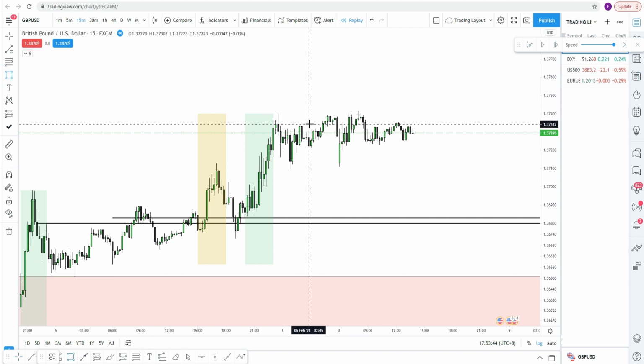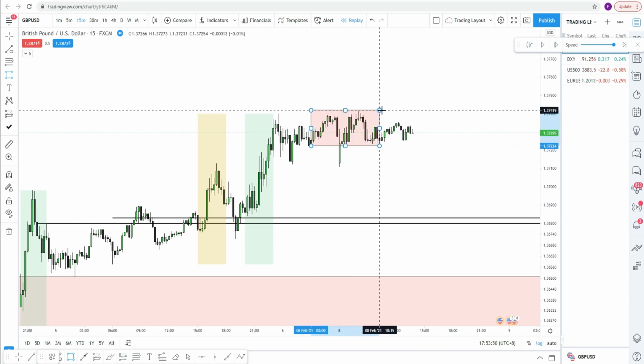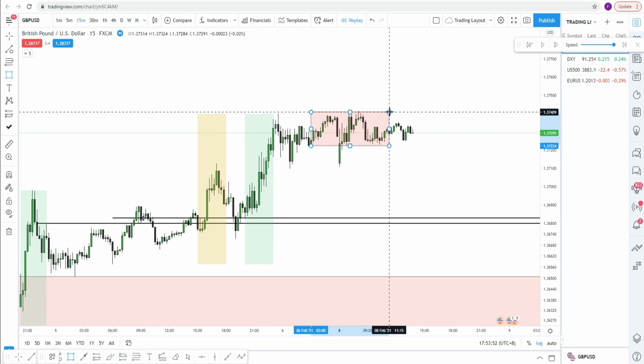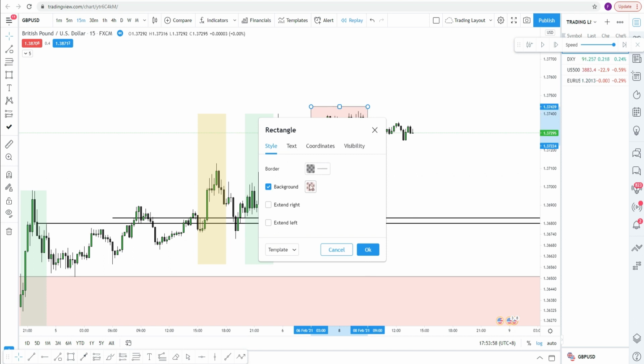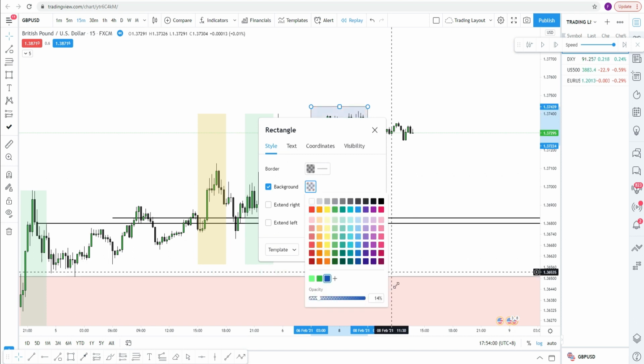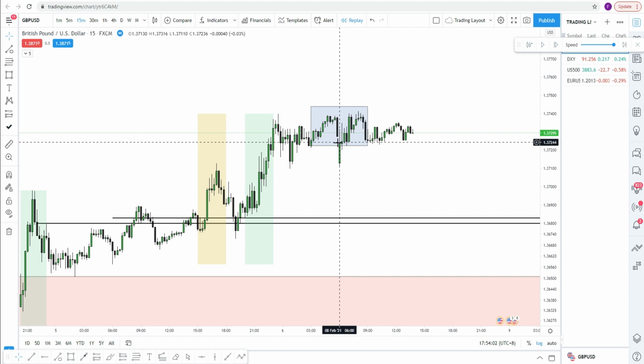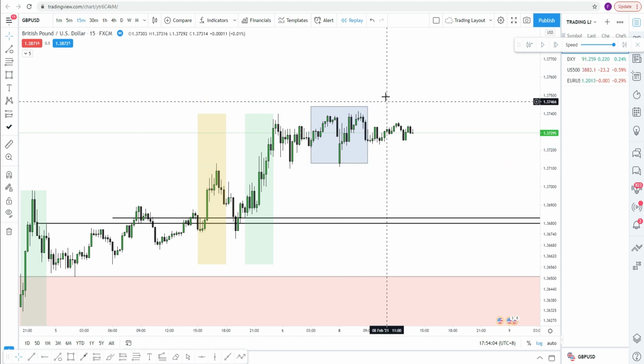Now let's look at the central bank dealers range. From my time, it's going to be this right here, from here to 9 o'clock right here. All right, let me change the color to this. Right, so now this is the central bank dealers range.